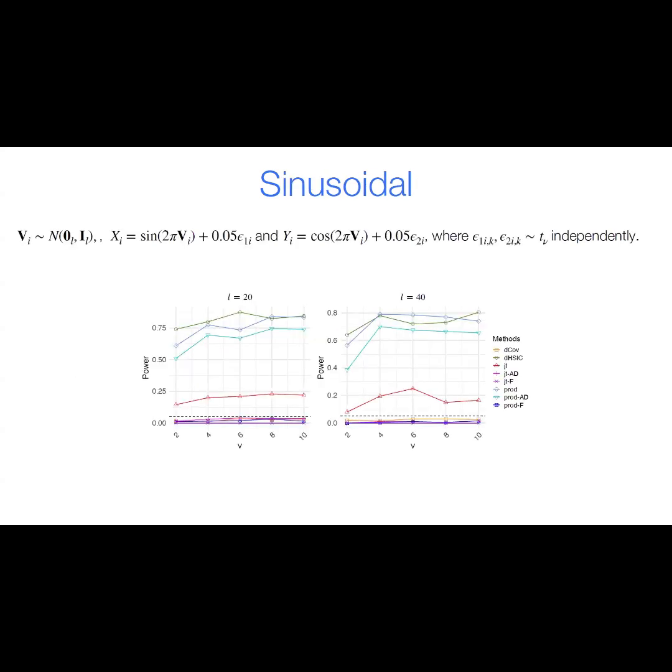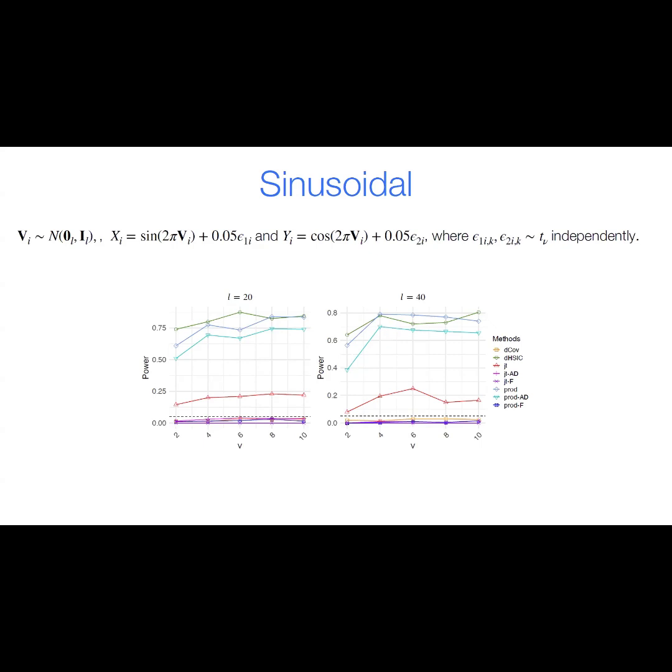So here is a very hard example from the independence testing point of view, which is just taking normal random variables and looking at their sine and cosine. Here we see most of the methods cannot have power except for the product versions of our test and the dHSIC. L is the dimension, basically the dimension of the objects.